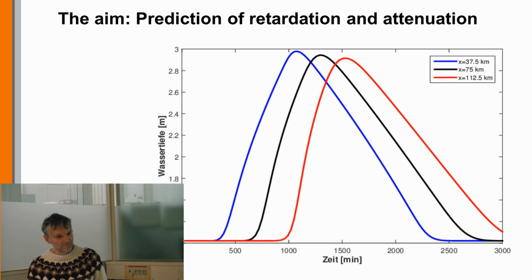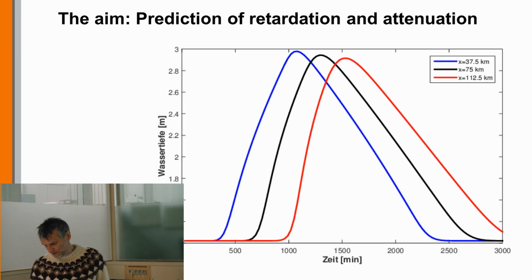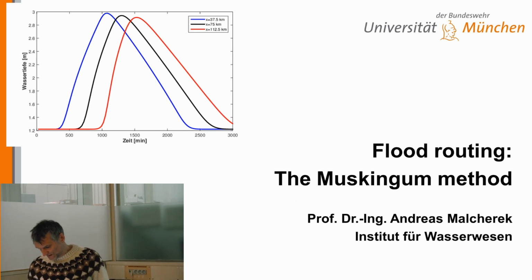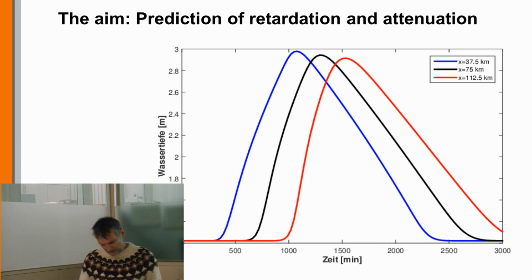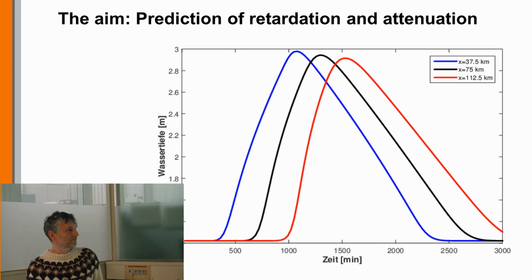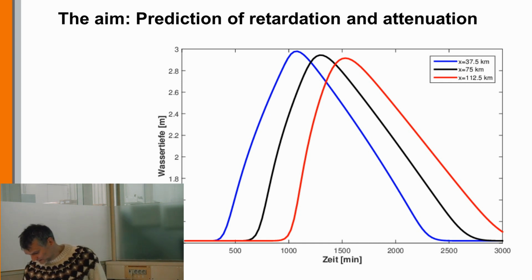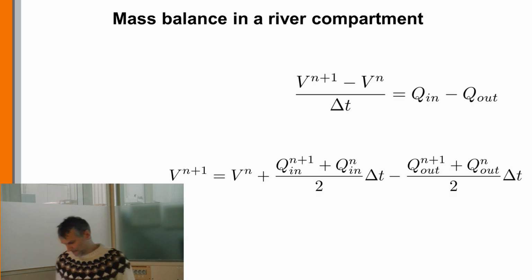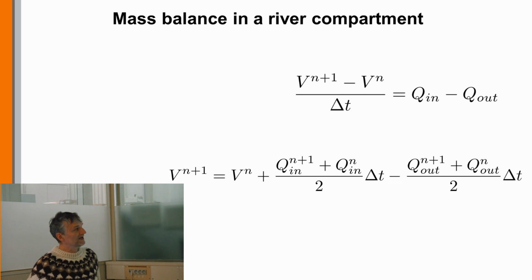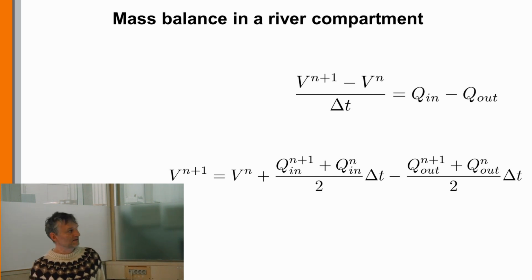One of the classical methods to calculate this is the so-called Muskingum Method, coming from the 60s of the last century, when computation methods started, and this was one of the first computation methods, and I would like to explain this method a little bit. This method starts, of course, with mass balance, as we learned it in our other lectures.